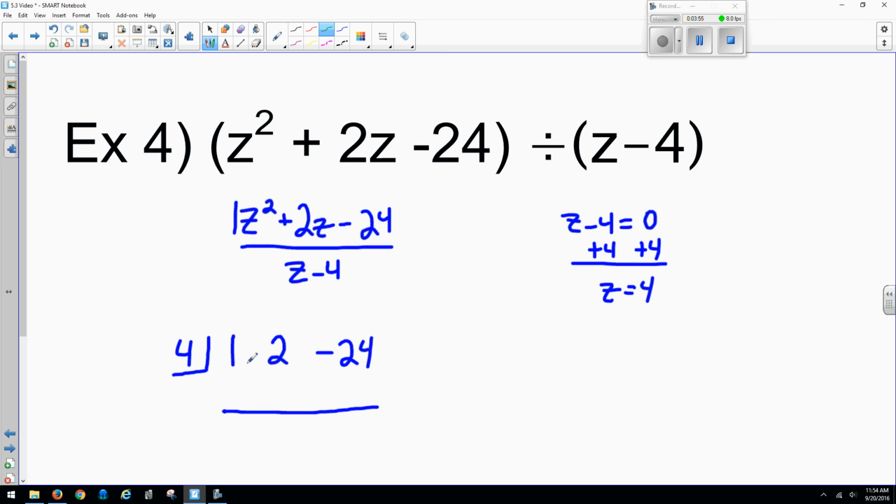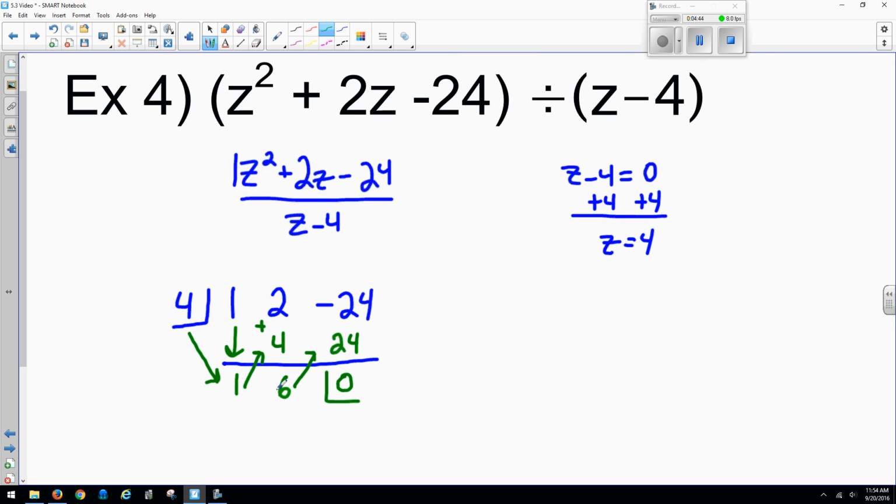So this is the procedure. First of all, I'm just going to bring down this 1, and then it's just a series of multiplying and adding, multiplying and adding. So I'm going to multiply the 4 times 1, and it goes right here. So 4 times 1 is 4. I'm going to put that right there, and then I'm going to add these two numbers together. That becomes 6. So I'm going to do the same thing again. I'm going to multiply 4 times 6. That number goes right here, and I'm going to add, and so this becomes our remainder. Whatever the very last number is, that's our remainder. So because there's no remainder, that's a good thing.